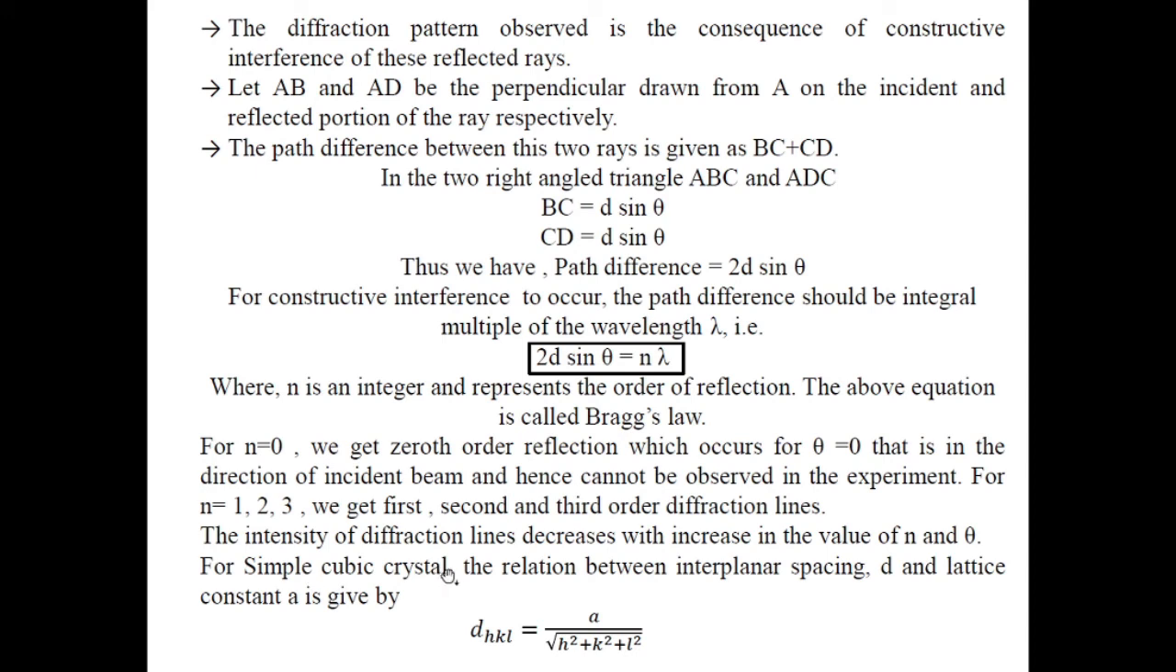For simple cubic crystals, since the questions in your syllabus will be based on simple cubic only, don't bother about the other types of crystals. For simple cubic crystals, if d is the interplanar spacing between two planes having Miller indices hkl, then the relation between d and the lattice constant a is given by this relation. We will use this relation in the example.